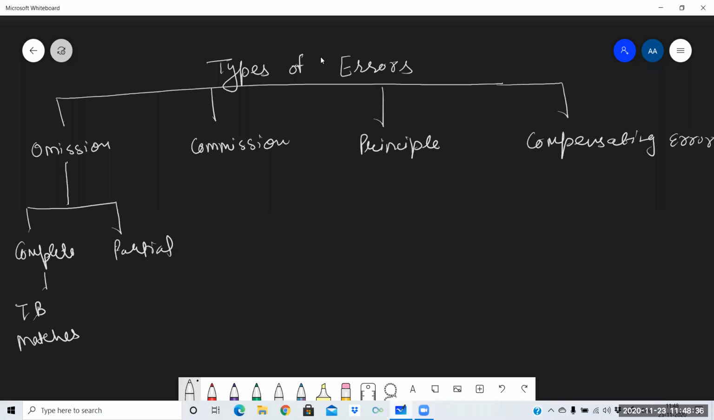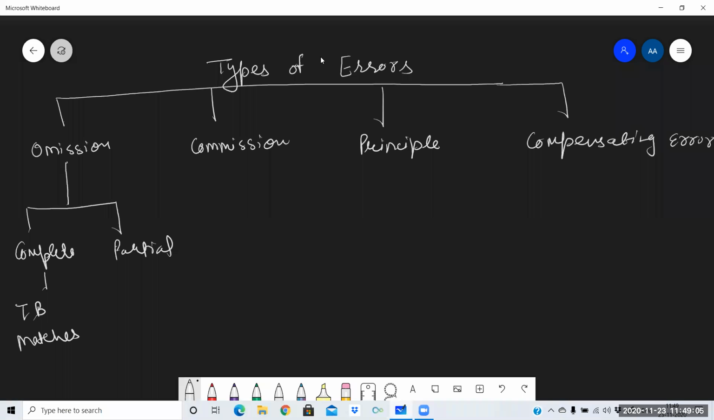So there will be no effect on trial balance because neither the debit side nor the credit side of the trial balance is affected. So in that case, trial balance will be matched, but still the error is there. Why? Because we have forgot to enter the transaction. So if we have forgot to enter any transaction, completely forgot, neither the debit nor the credit aspect is recorded, then it is known as error of complete omission.